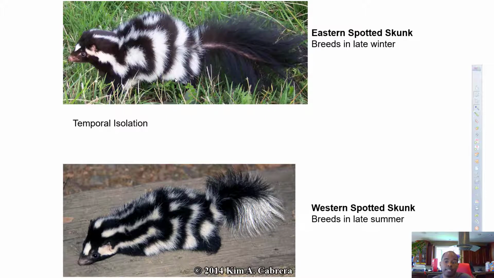The difference with these is that they reproduce at different times. One reproduces in, let's say, late winter, and the other one reproduces in early spring. So at different times of the year. So they are temporally isolated. And so if you put them together, they wouldn't interbreed naturally because they reproduce at different times of the year.